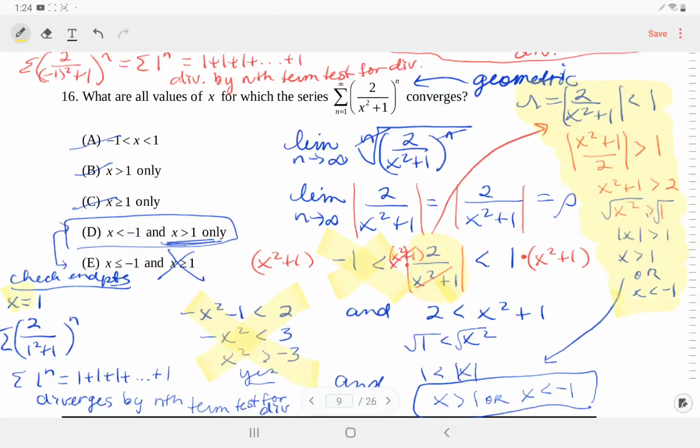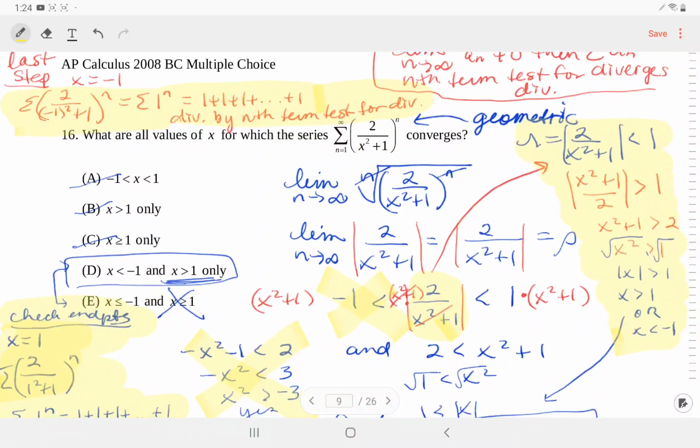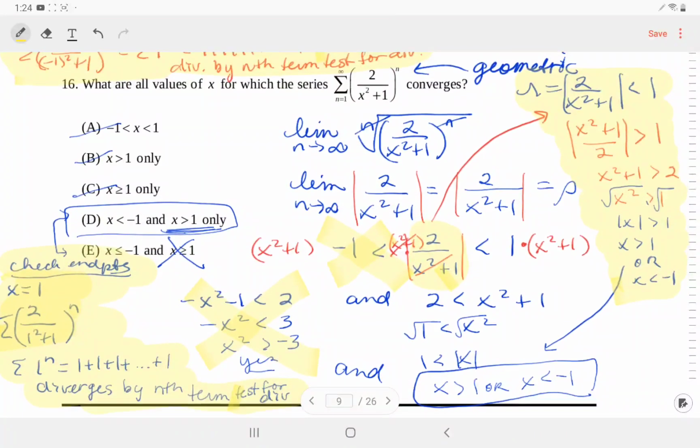Then I would check the endpoints. Here we go, check the endpoints. And then I did this part. So I would say that's my final choice on what I did.